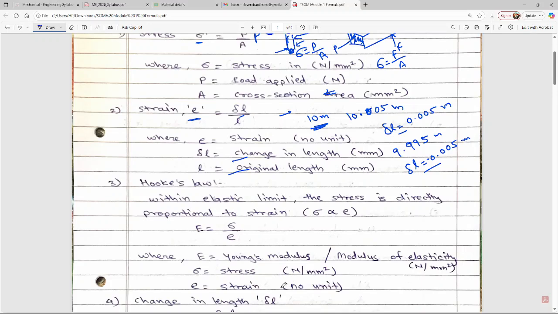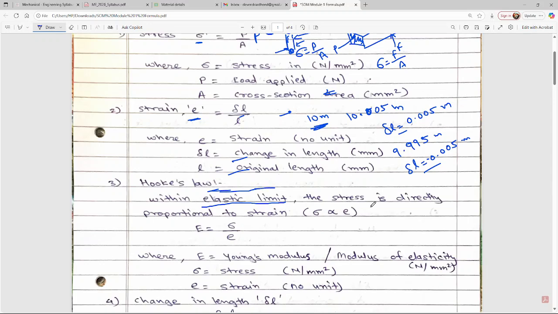Next is Hooke's law. Within elastic limit, the stress is directly proportional to strain. This sentence is very important in the whole strength of materials subject, the whole syllabus, because we need to stay within the elastic limit for any formula or any calculation.